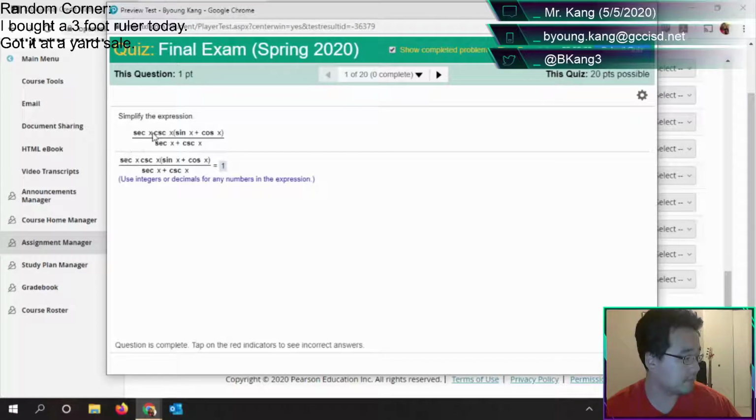Okay, so secant, cosecant, sine plus cosine. So right here, it all reduces down to 1, obviously. The first step you should have done probably is change all of these to sines and cosines. When this distributes out, the cosecant and sine cancel and the secant and cosine cancel. So you just end up with the same thing over itself.